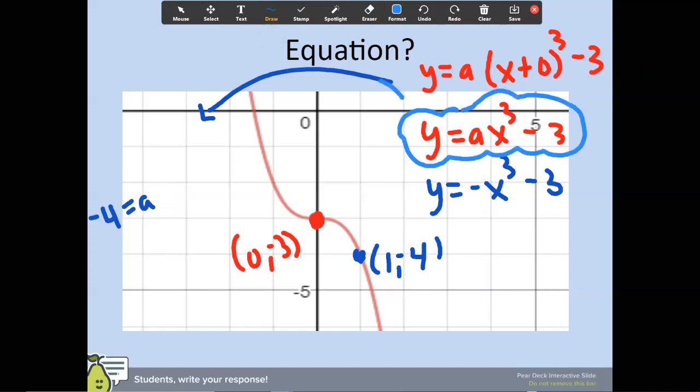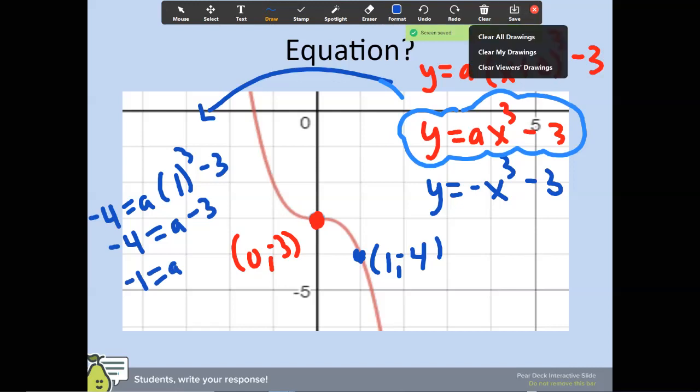Okay, so I am going to get -4 equals a times 0. No, sorry, I forgot what point I'm using. I'm using (1, -4). So 1 cubed minus 3. So I get -4 is equal to a minus 3. I add my 3 and I get -1 is equal to a. Again, I got the same stretch.